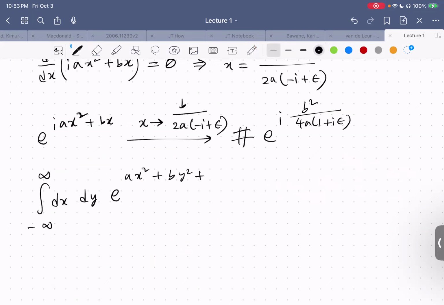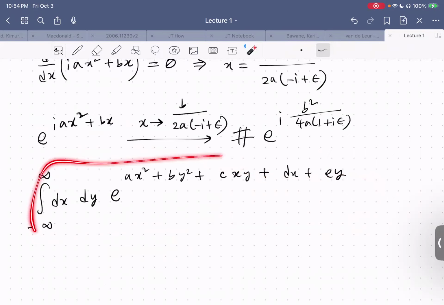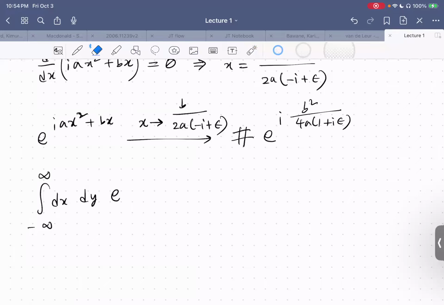But it becomes interesting if you have mixed terms. So suppose you have cxy, and then you have dx plus ey. This is the most general thing that you can write down. Now it is no longer a product. But can we do this integration? Well, yes, we can do this integration. For simplicity, I'm going to write this slightly differently, but you can always go from this general form to the form that I'm going to write down now.